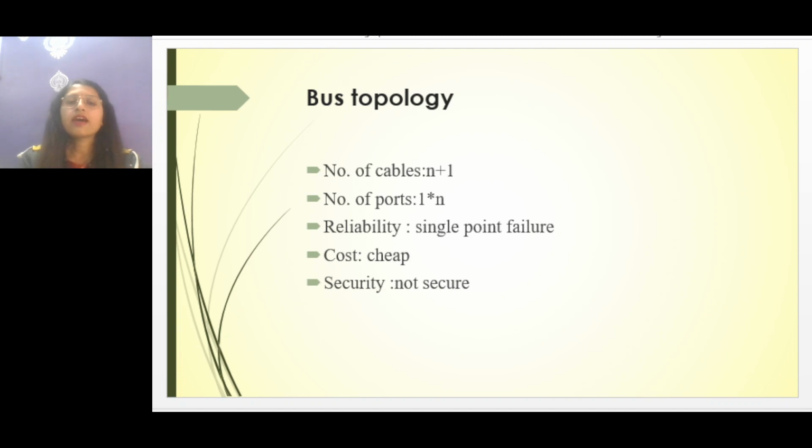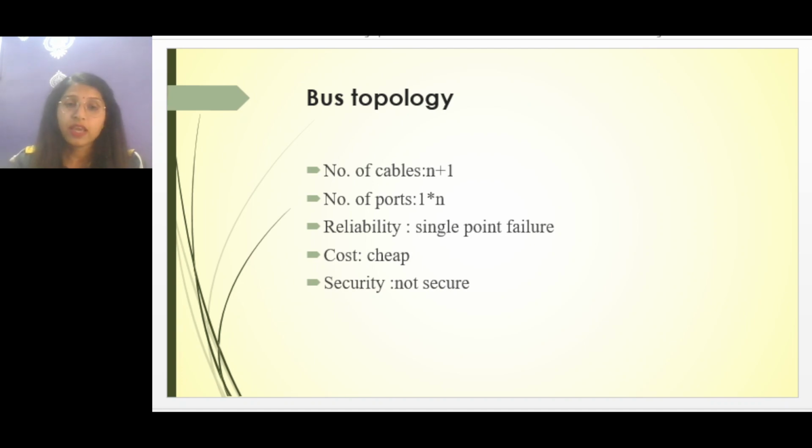Next is the reliability. Is this bus topology reliable? As you can see, it is a multi-point system, that is, a single wire is used by multiple devices. So if there is some kind of fault in the backbone wire, ultimately the system will fail. You can say that it is a single point failure. Cost, obviously it is much cheaper. For n devices, you require only n plus 1 cables, so obviously it is cheaper.